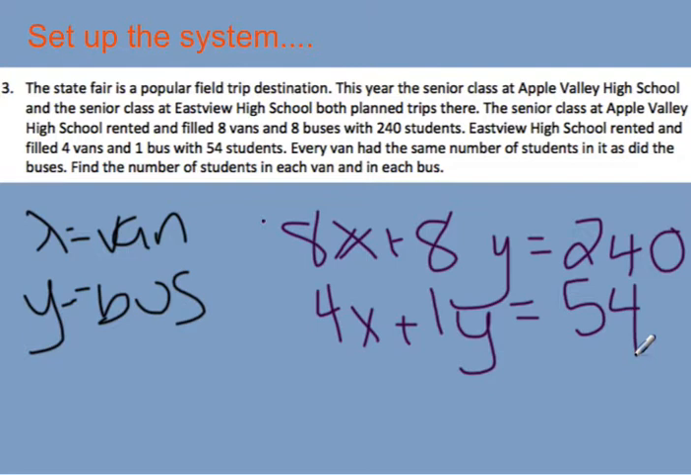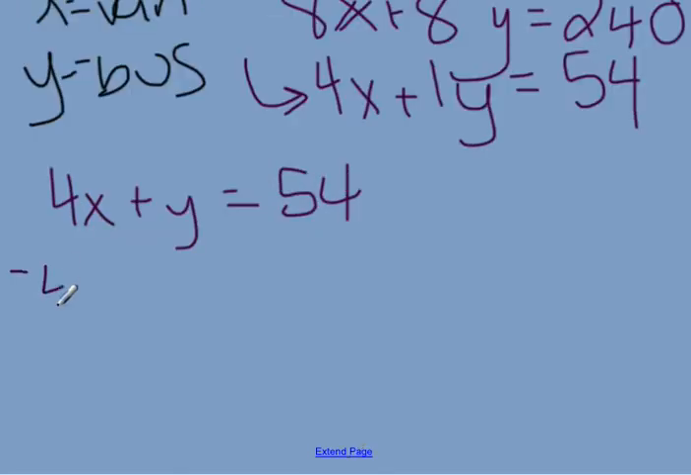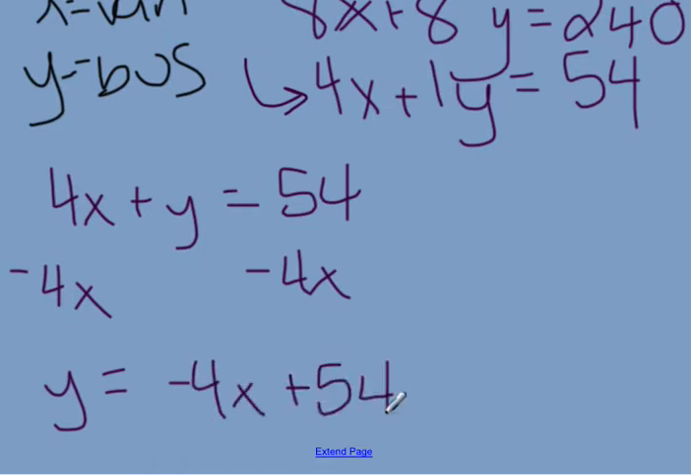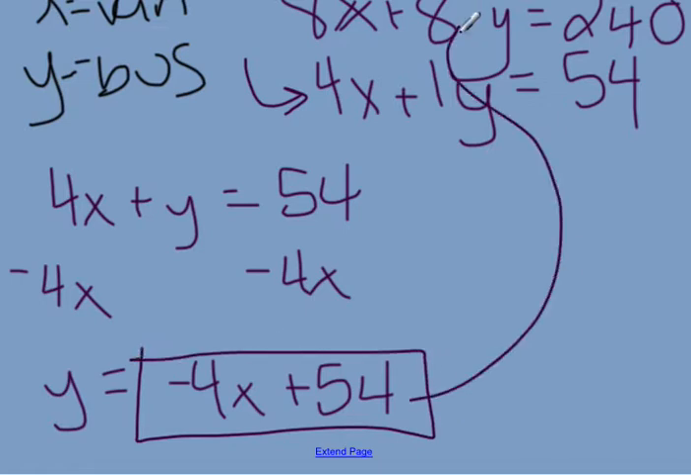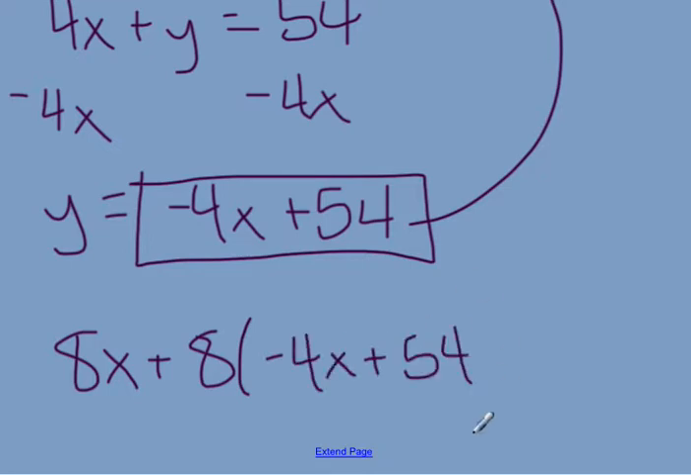So now we need to solve this, and you could use elimination, but I'm going to use substitution. So I'm going to go ahead and solve this second equation for y. So I have 4x plus y is equal to 54. To solve it for y, I'm going to subtract 4x from both sides. So I get y is equal to negative 4x plus 54. So y and negative 4x plus 54 are the same thing. So where I see y up there, that's what I'm going to plug in. So I'm going to have 8x plus 8 times negative 4x plus 54. I took that y out and I put that chunk in instead. And that's going to be equal to 240.